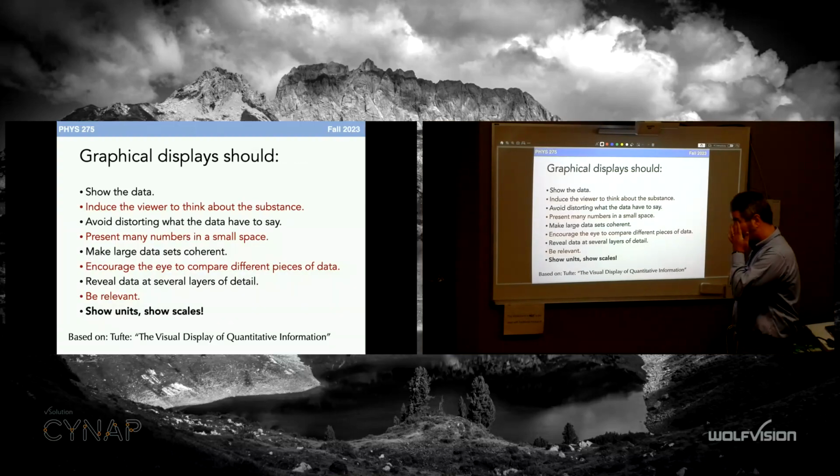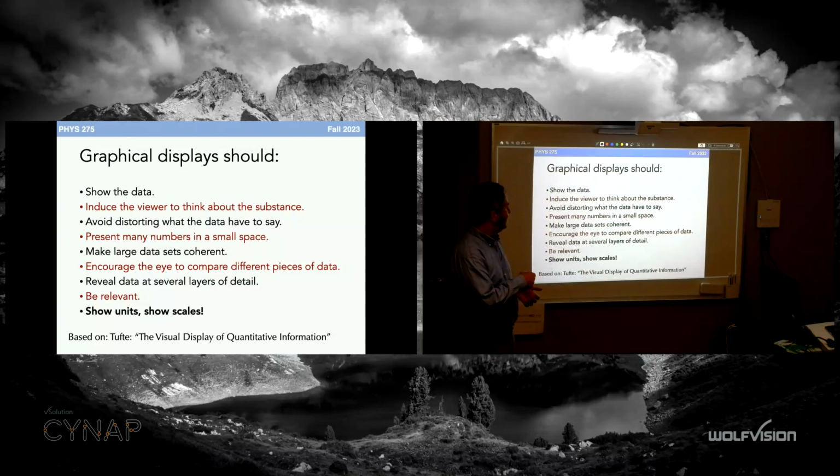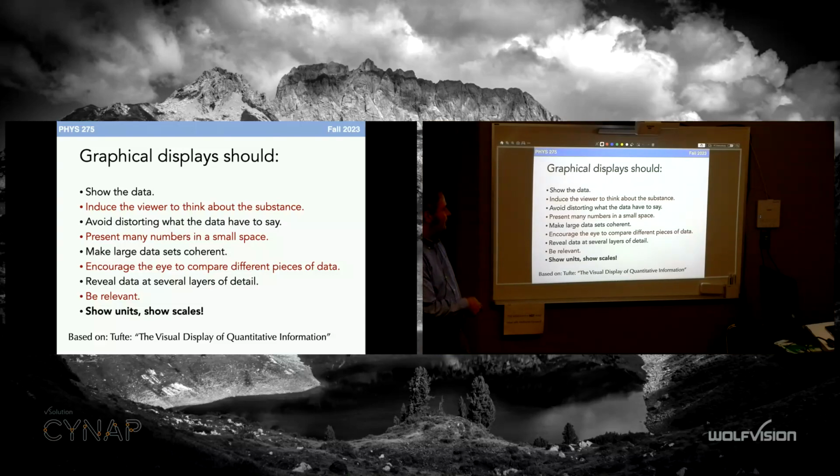Okay. So a graphical display should typically show the actual data it's made of, induce the viewer to think about what's actually being shown, avoid distorting what the data has to say, present as many numbers in a small space as practical. This is where you have to draw back a little bit. Make a large data set coherent and immediately ingestible. Encourage the eye to compare different pieces of data. Reveal the data to several levels of detail. Be relevant. Show the units. Always show the units. Always label everything. So that's Tufte, The Visual Display of Quantitative Information. It's a very good series of books.